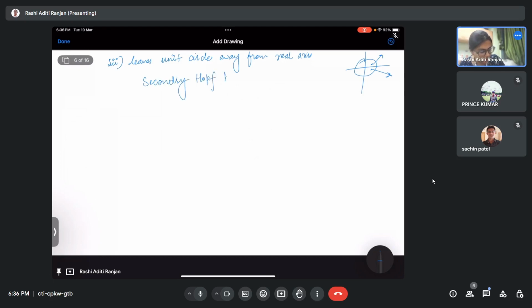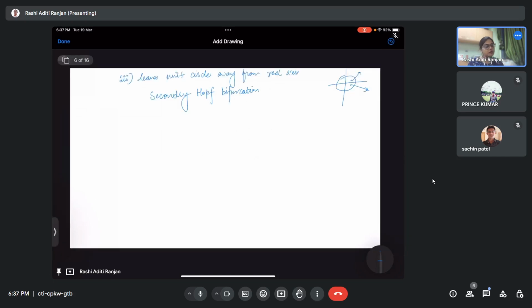Hopf bifurcation. What is the difference between a Hopf bifurcation and a secondary Hopf bifurcation? So in case of a Hopf bifurcation, my fixed point was actually changing into a limit cycle. In case of a secondary Hopf bifurcation, it is not necessary that it is going to be a limit cycle. It may be a quasiperiodic or periodic orbit. Okay, so these are the things.